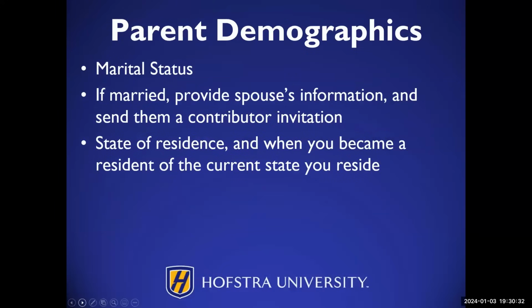After parent information, it's going to ask for parent demographics, which will include marital status. If married, you would provide the spouse's information and send them a contributor invitation, if you do not file married filing jointly. It'll also ask your state of residence and when you became a resident of the current state you reside in. I believe this is for state aid purposes.